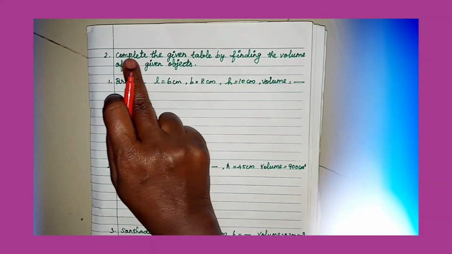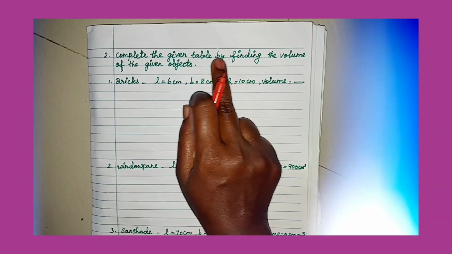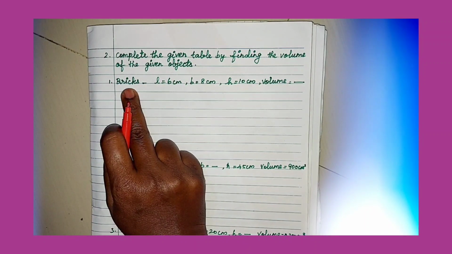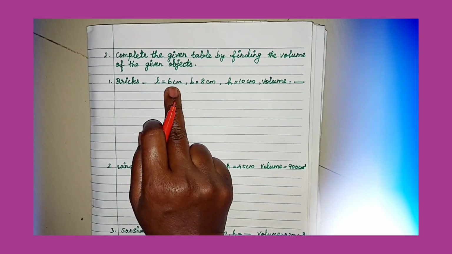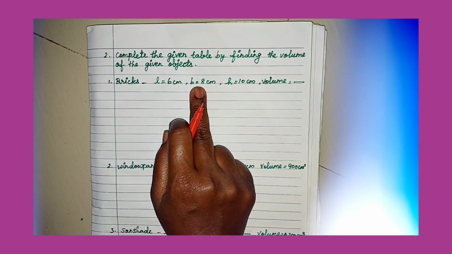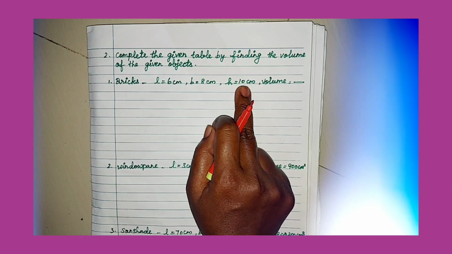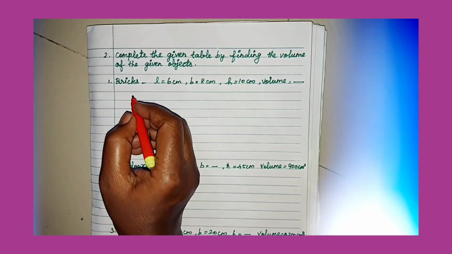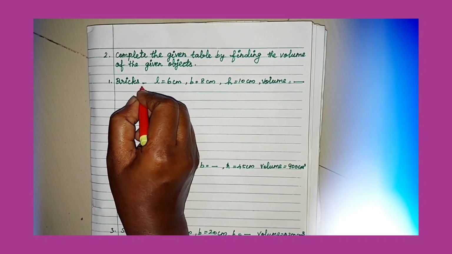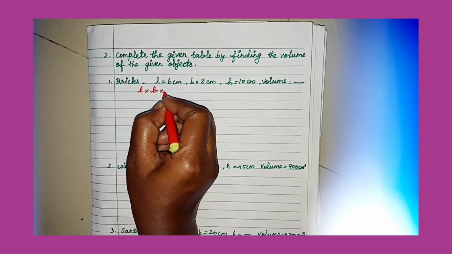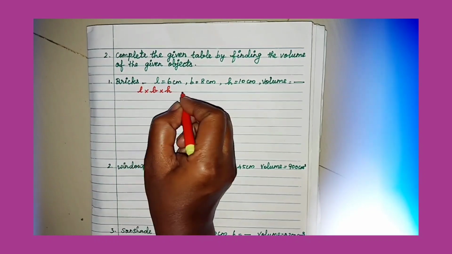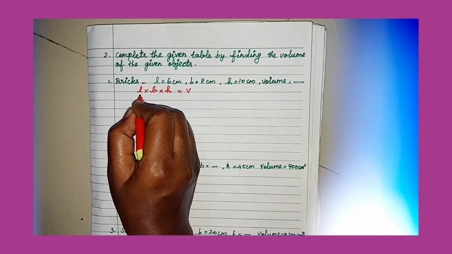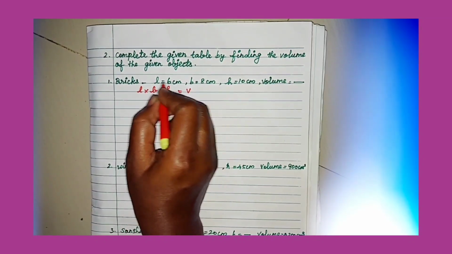Second sum, complete the given table by finding the volume of the given objects. First object is bricks. Length value 6 centimeter, breadth value 8 centimeter, height value 10 centimeter. We have to find the volume value. So first we write the formula: volume means L into B into H. We multiply the three values and we get the volume.